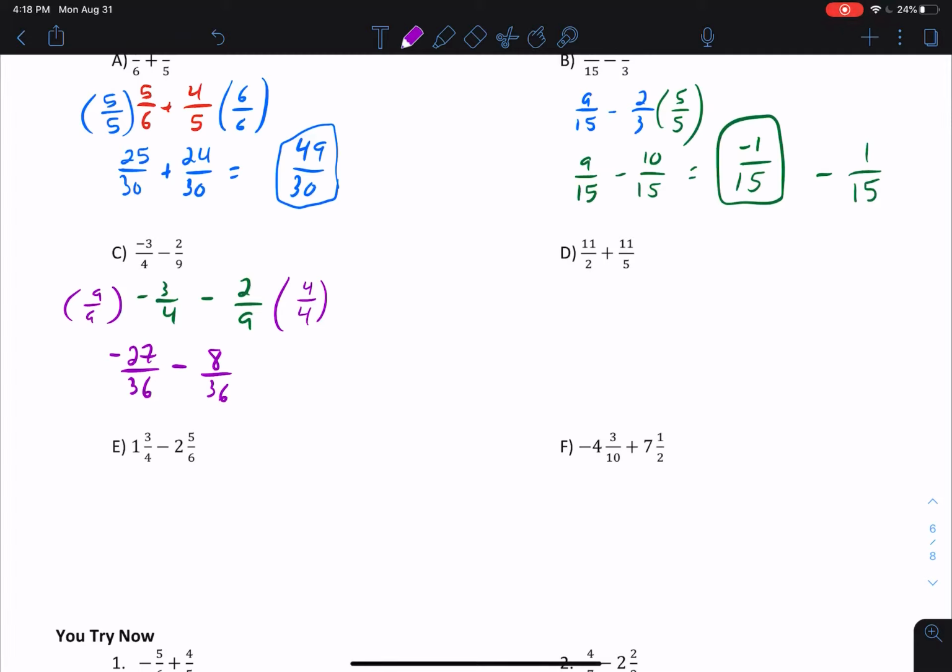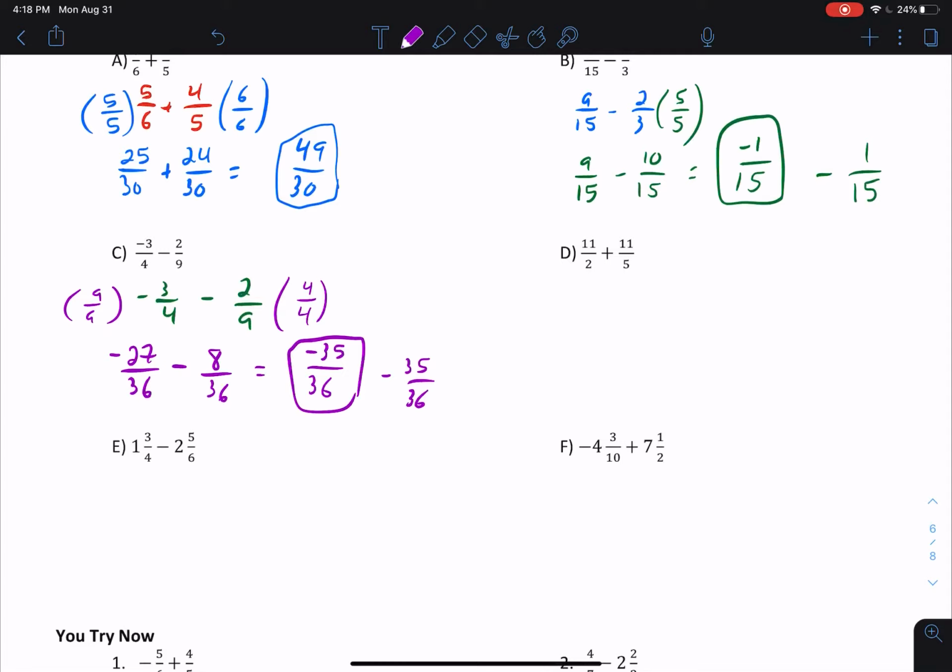All right, so now we have common denominators, so the denominator stays the same. Numerator is going to be negative 27 minus 8. Well, negative 27 minus 8 is going to become negative 35. Or remember, the negative can be out in front. So this is going to be negative 35/36.